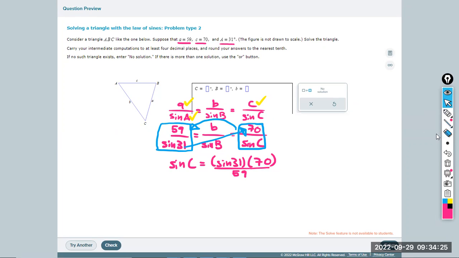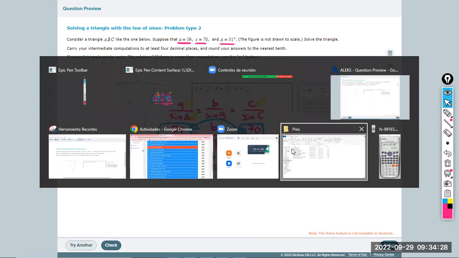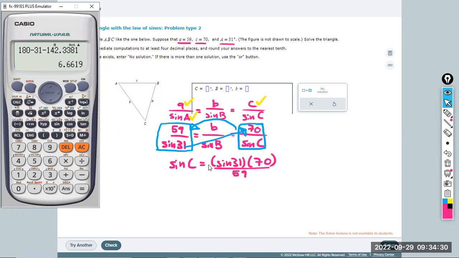Okay, let me do those calculations in the calculator that I have in here. It's like this: sine of 31, I'm missing a parenthesis, 70 and 59 below. Okay, so that means that sine of C equals 0.6110. Okay, then we have to isolate the value of C.